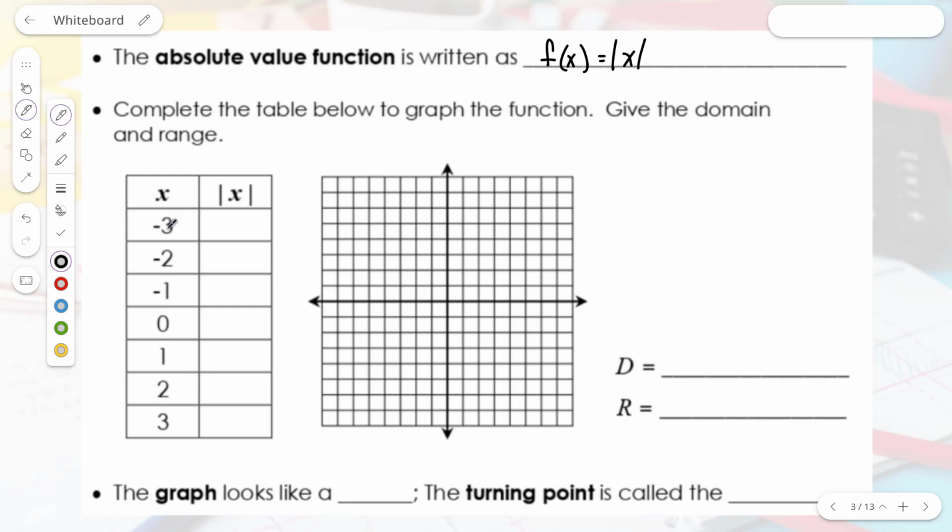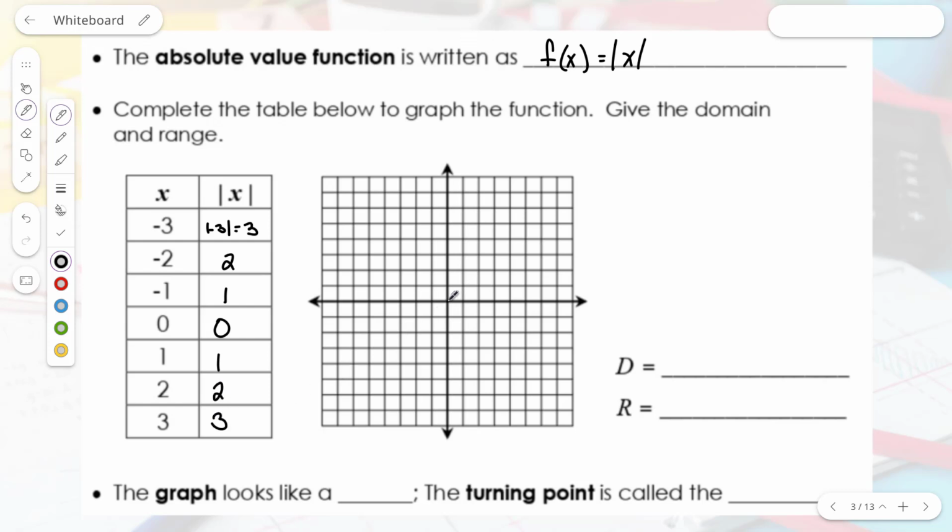So if I have the absolute value of -3, that's equal to 3. Absolute value of -2 is 2. Absolute value of -1, 1. Absolute value of 0, 0. Absolute value of 1, 1. Absolute value of 2, 2. Absolute value of 3, 3.